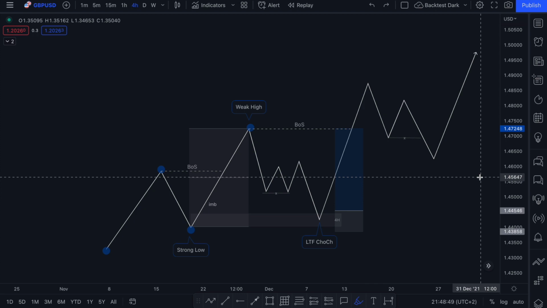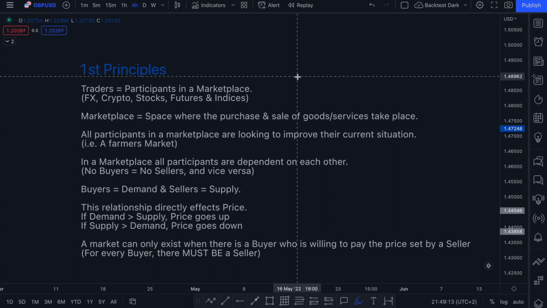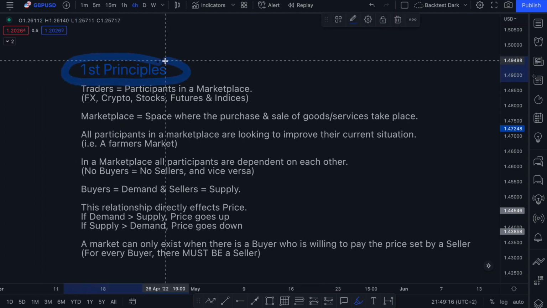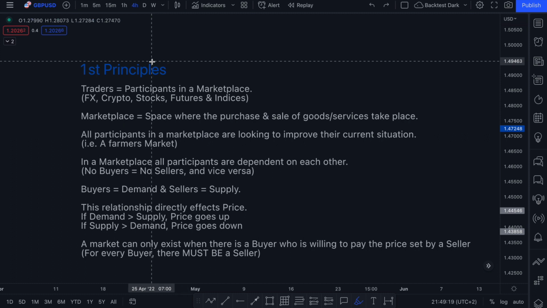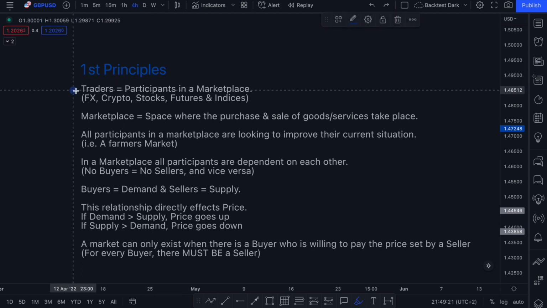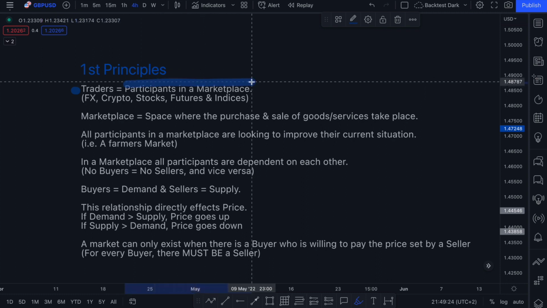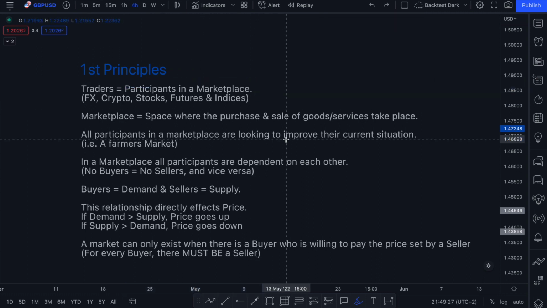In order to do that, before we dive into some actual chart work, I think it's important that we do a little bit of theory so that we can establish a base understanding of where this particular concept of liquidity originates from. So what I want us to do is look at a few first principles as to where liquidity originates from. The very first thing you need to understand is, as a trader, you are a participant in a marketplace. Whether you're trading currencies, crypto, stocks, futures, or indices, it's important to notice that you are a participant in a marketplace.